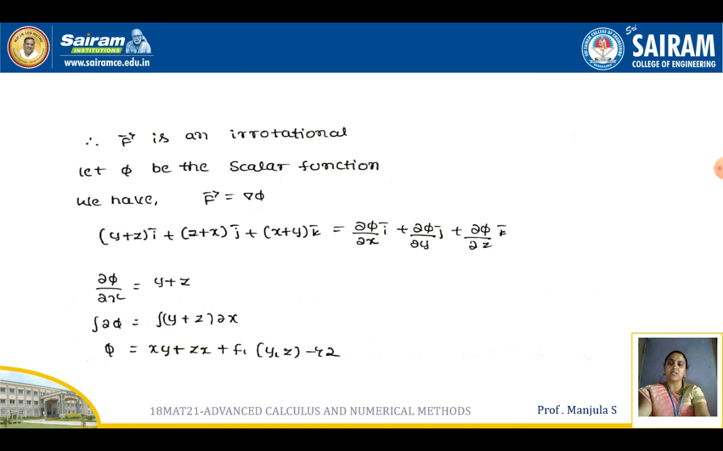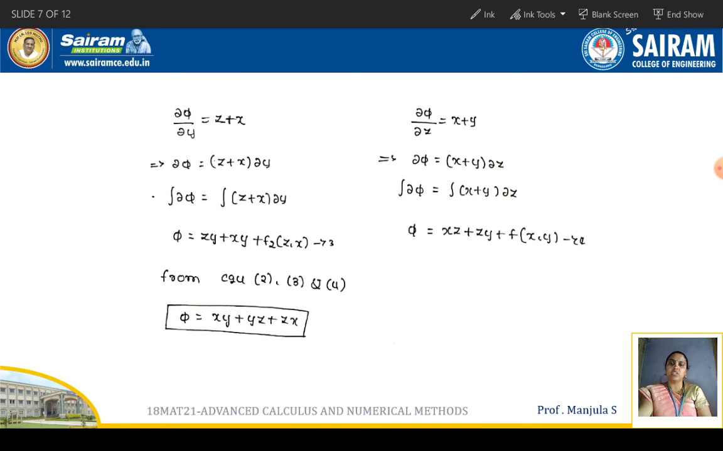Now we'll see the next term, that is ∂phi/∂y, which is equal to z plus x. Here we integrate with respect to y, so that integration and differentiation get cancelled. We get phi equals zy plus xy plus an integral constant, which we can take as f2 of z comma x. And the last term, ∂phi/∂z, is equal to x plus y. We integrate with respect to z, and we get phi equals xz plus zy plus f of x comma y.